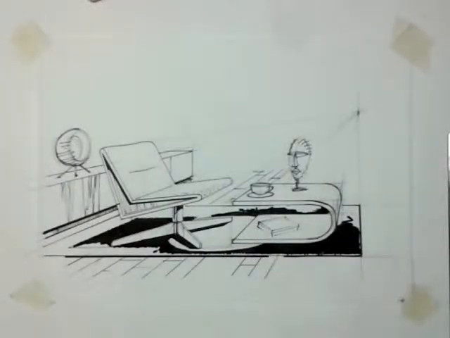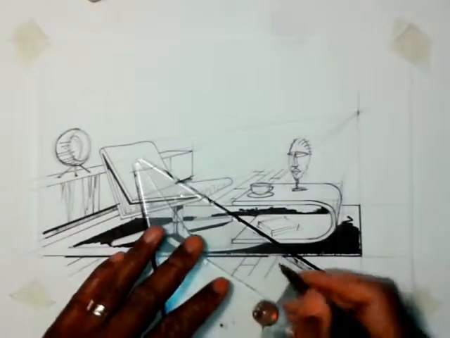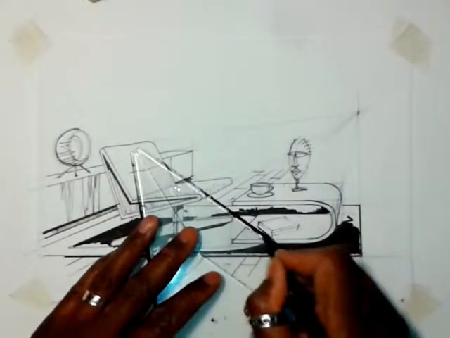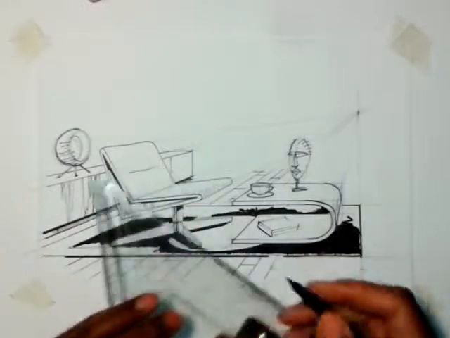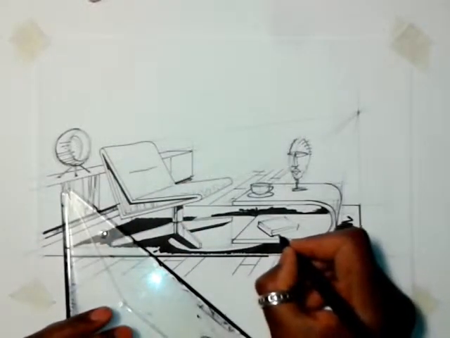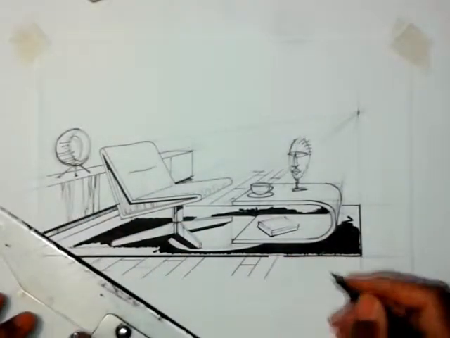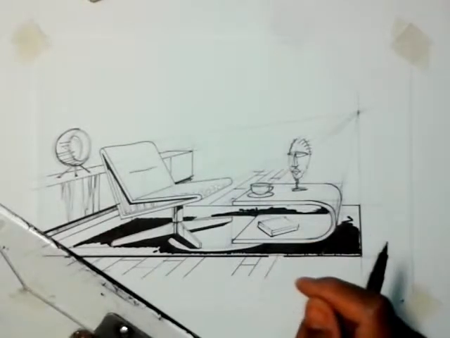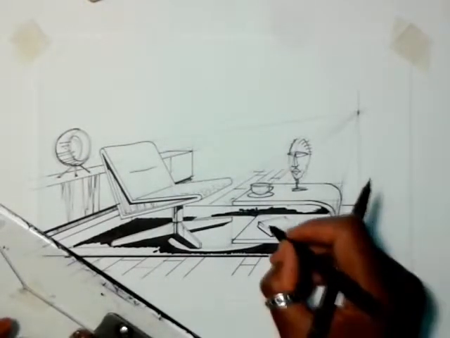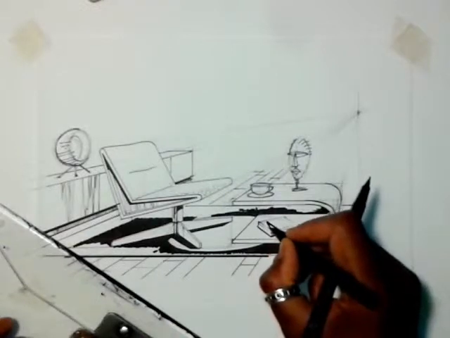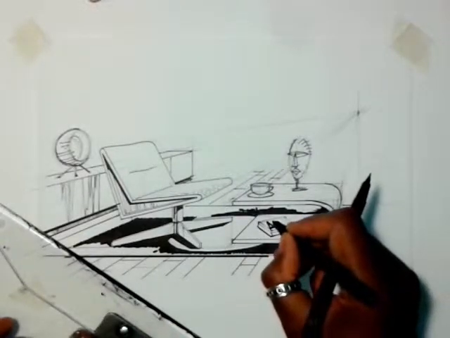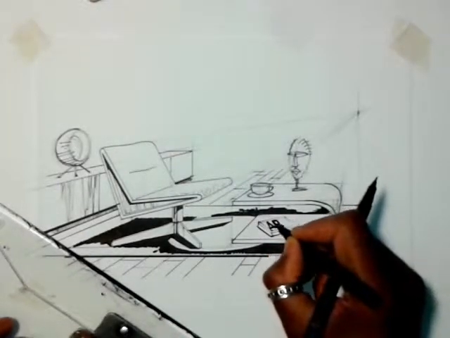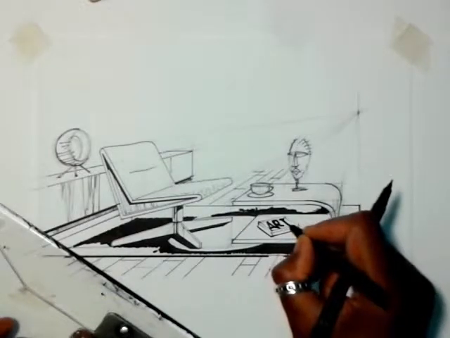Okay, and then what we'll do finally is add a little bit more definition to the books. Then we're going to put a big piece of text. I'm just going to put, call it art, for want of a better word.